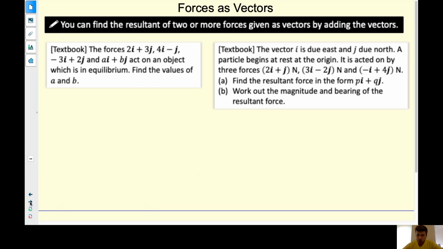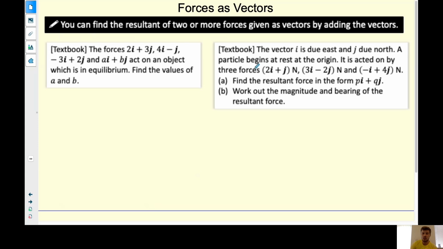So, moving on, we can find the resultant force of 2, 3, 4 forces by just simply adding the vectors together. So I've taken some answers and some questions out of the textbook. I'm just going to work through these, and then I'll give you a bit of time to have a go at the next few questions.